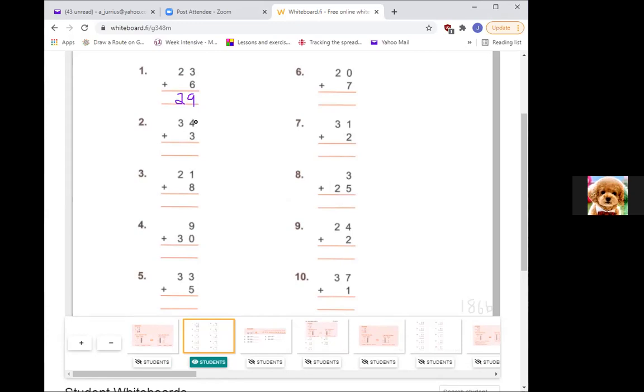Okay. On page 186. 34 plus 3 equals 37. That's right. So you add the 3 and the 4 to get 7, and the 3 and nothing to get 3. 37. Thank you. Selena, can you do 3?